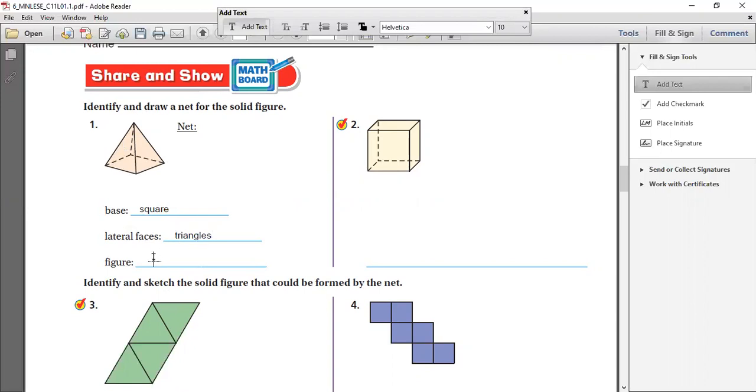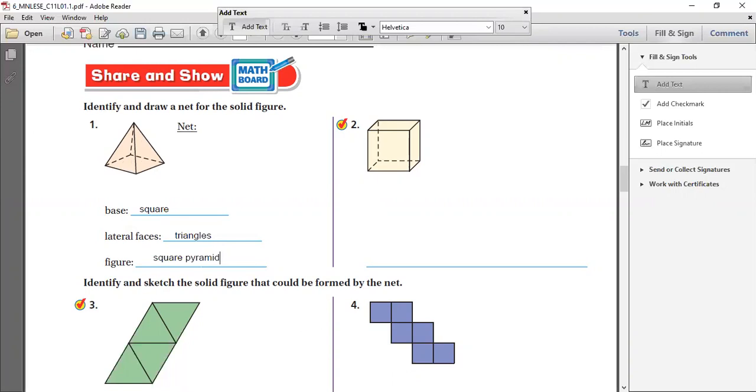Why did we say it's a square pyramid? Because the base is a square and then we have the triangles as lateral faces. So if any figure has triangles as lateral faces, then it's called a pyramid. How do we name it? Based on the base. So the base is a square, we call it a square pyramid. Now we need to draw the net for this.